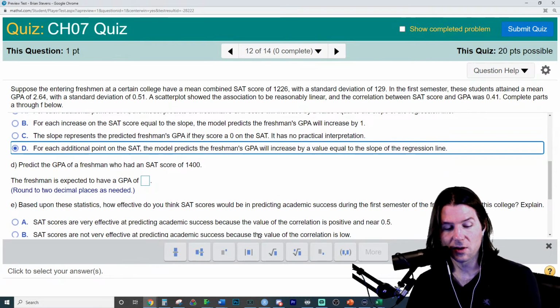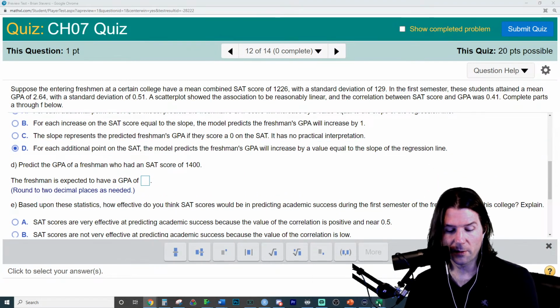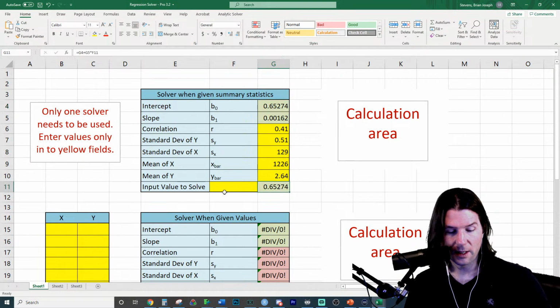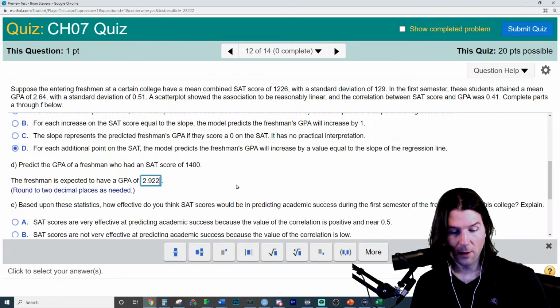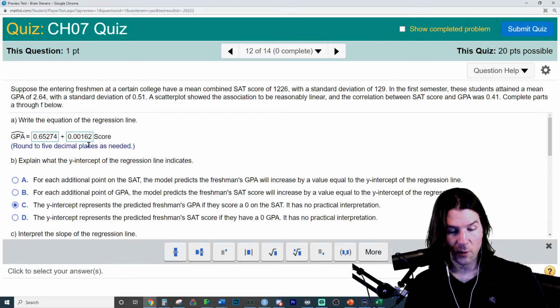Here's the really great thing about the solver I wrote: you can go right here and you can just plug in 1400. And guess what it does? It solves for you the answer. So we should be able to copy paste that answer right here. And there we go.